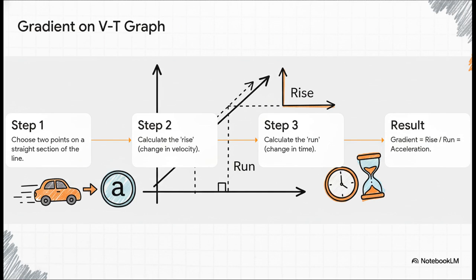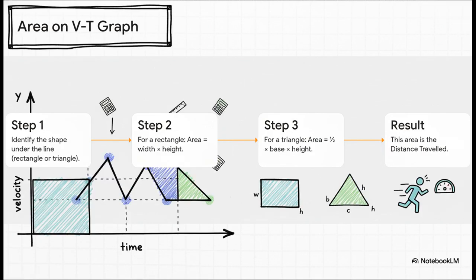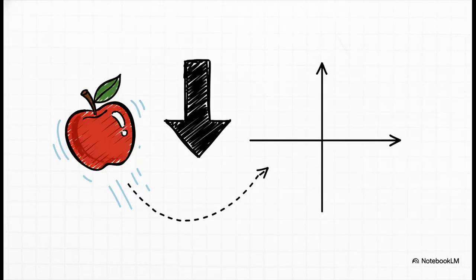It's that simple. And what about that area under the line? On a velocity-time graph, you just split up the space underneath the line into simple shapes, like rectangles and triangles. Calculate their areas with the basic formulas you already know, and whatever number you get, that's the total distance the object traveled.